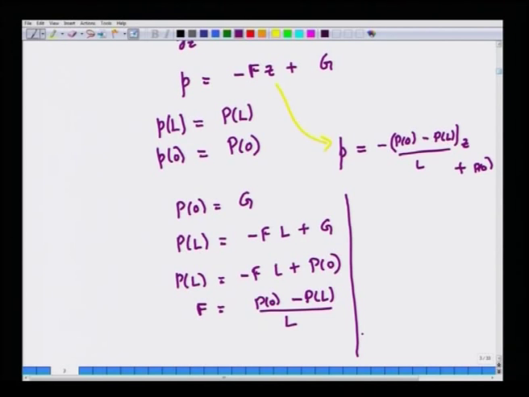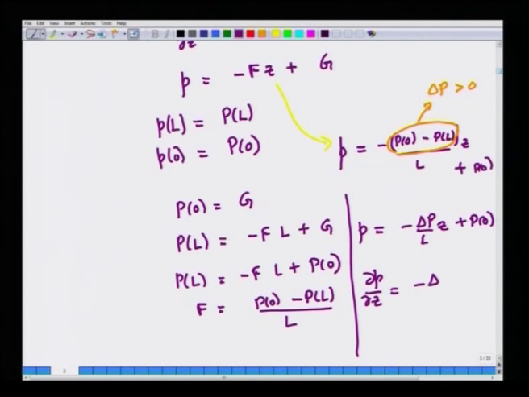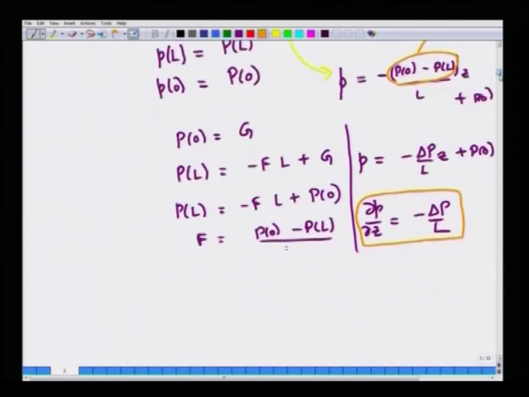Now, from our earlier definition, p0 minus pL, which is delta p, is greater than 0, because the pressure at the entrance of the pipe is larger than the pressure at the exit of the pipe. So, p becomes minus delta p by L z plus p0, and partial p partial z, which occurs in the momentum balance, becomes minus delta p by L. This is an important input to the z momentum balance from our analysis.